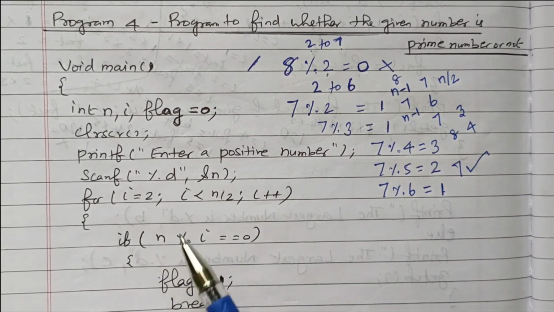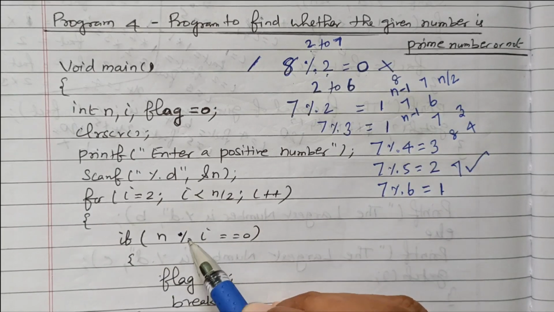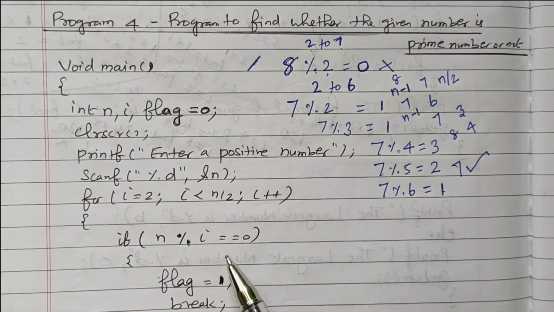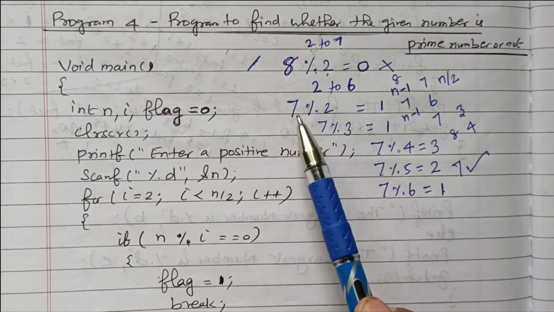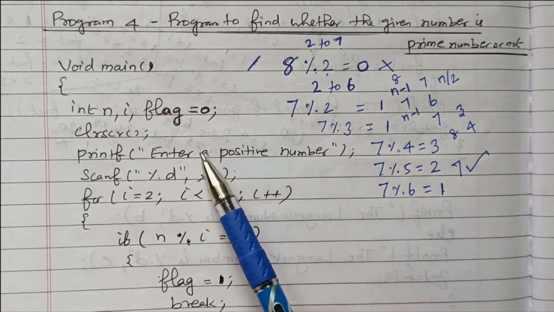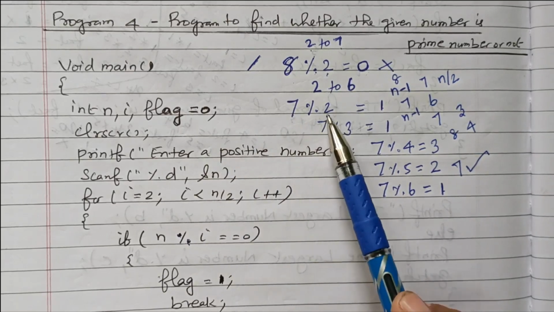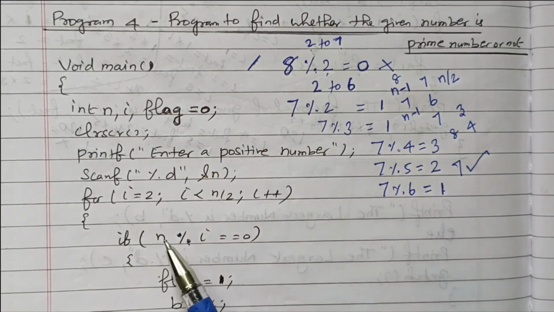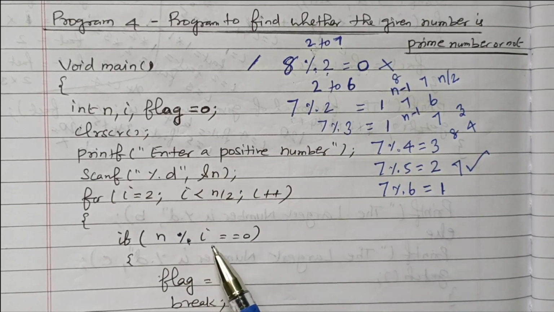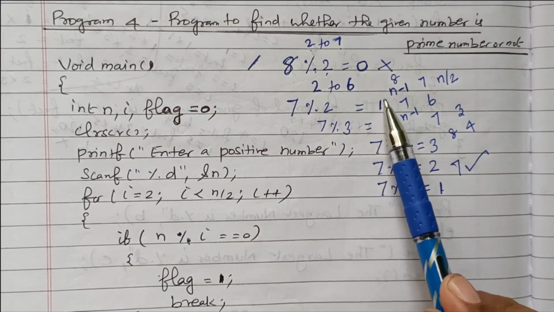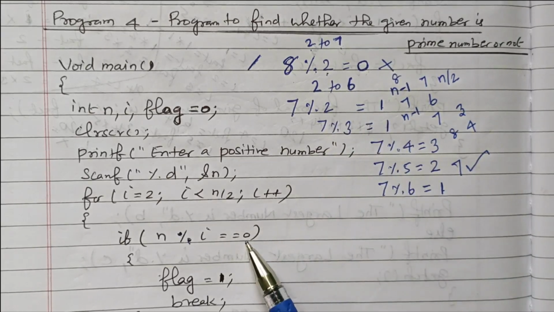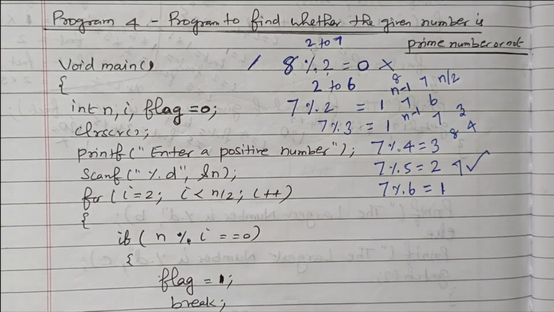If n percentage i is double equal to 0. So n is the given number, and i initially is 2. For example, if you enter the number 7, the initial value of i is 2. So 7 percentage 2 is equal to 0? But it's not equal to 0. The remainder 1 is there, right? The remainder is 1, so it will go to the next process.